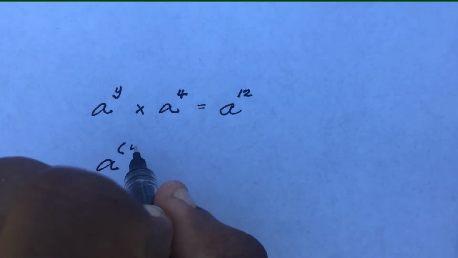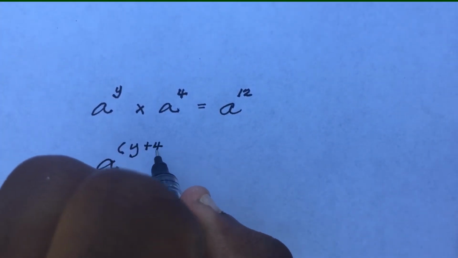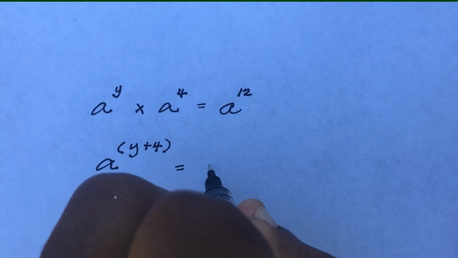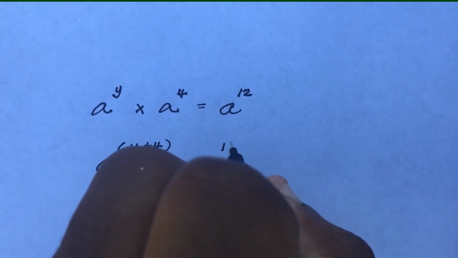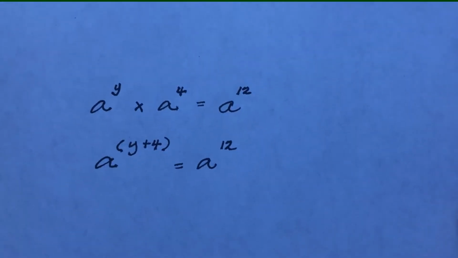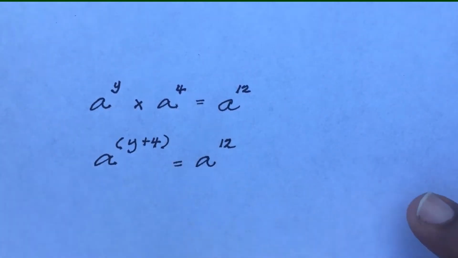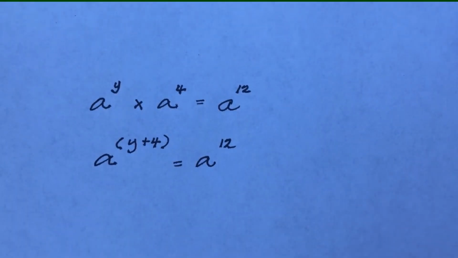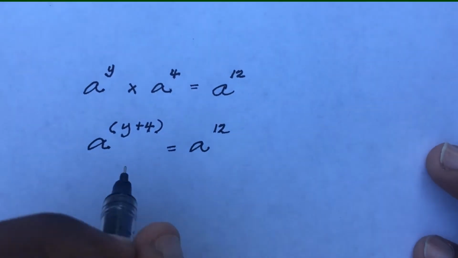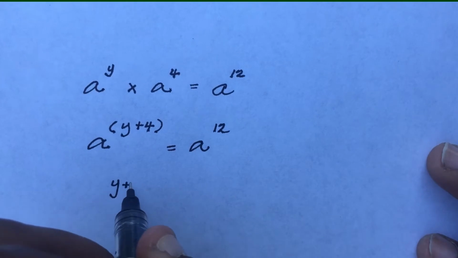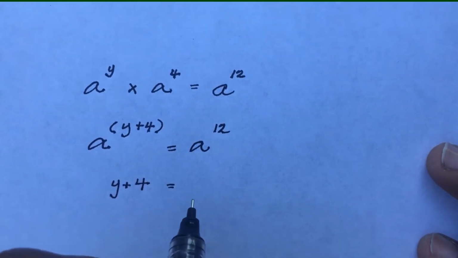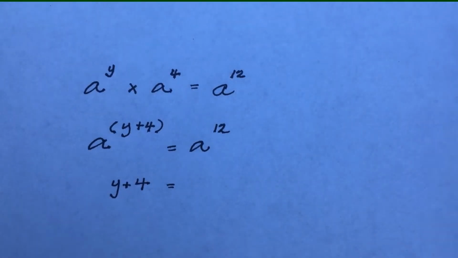So I'm going to have y plus 4 should be equal to, keep my base and my index up top, right? So because the bases are the same, I can equate the two powers on the left hand side and on the right hand side. What are the powers on the left hand side? Y plus 4. And that must be equal to the power on the right hand side, which is 12.